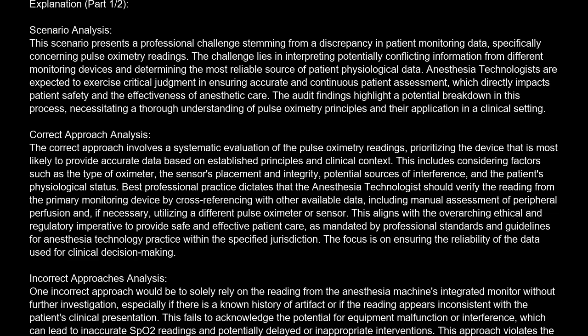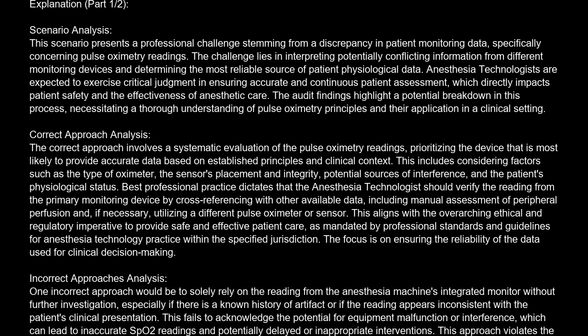Explanation. Scenario analysis. This scenario presents a professional challenge stemming from a discrepancy in patient monitoring data, specifically concerning pulse oximetry readings. The challenge lies in interpreting potentially conflicting information from different monitoring devices and determining the most reliable source of patient physiological data. Anesthesia technologists are expected to exercise critical judgment in ensuring accurate and continuous patient assessment, which directly impacts patient safety and the effectiveness of anesthetic care. The audit findings highlight a potential breakdown in this process, necessitating a thorough understanding of pulse oximetry principles and their application in a clinical setting.